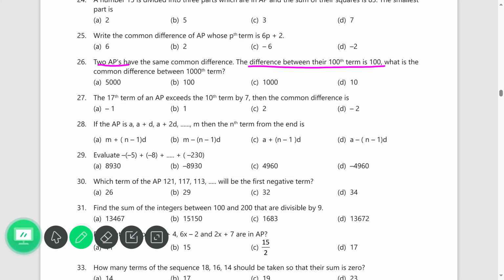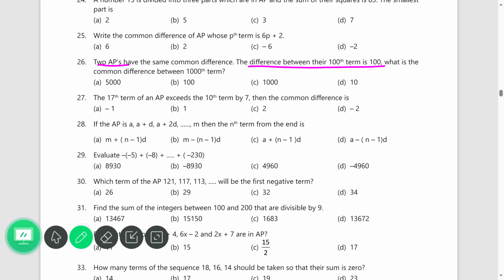You will get what they are telling here. I have 2 APs, AP number 1 and AP number 2. They said same common difference, so the common difference is D here and D here also. They didn't talk about the first term, so it can be a small a for one and a capital A for the other. Only the common difference they said is the same; the first term they didn't say anything, so it can be different. So I'm taking different first terms.